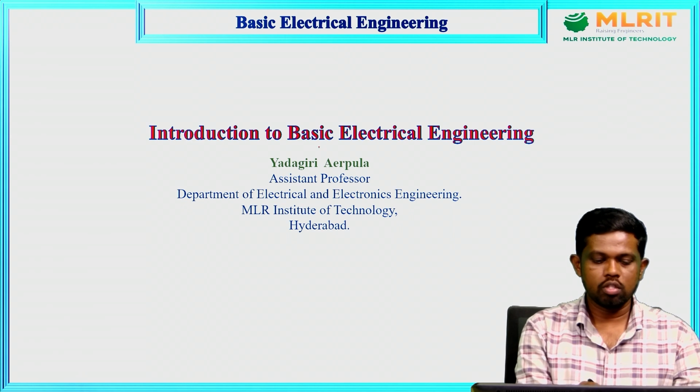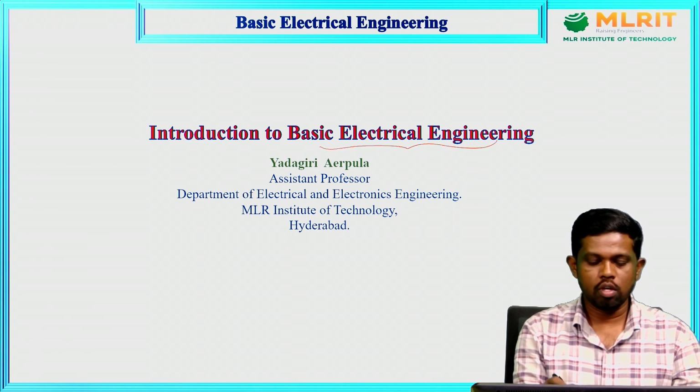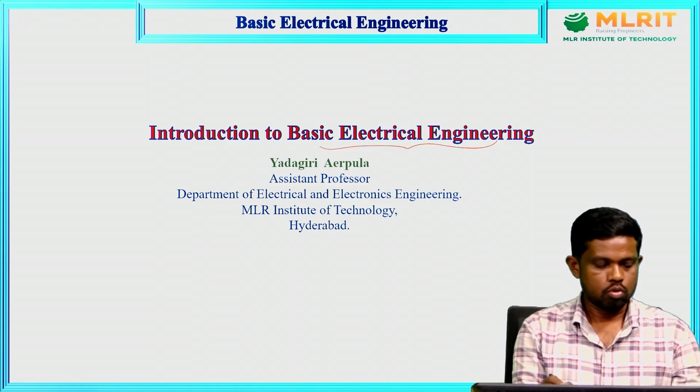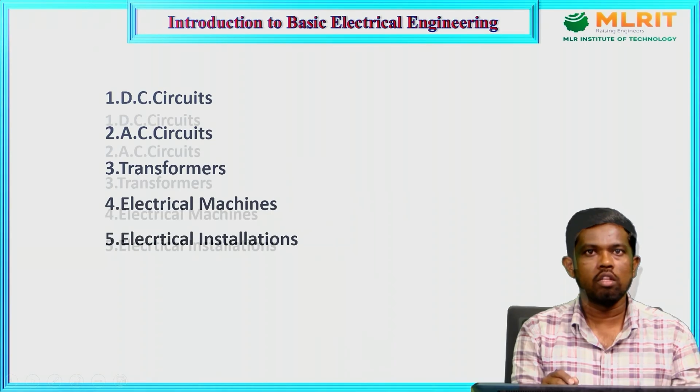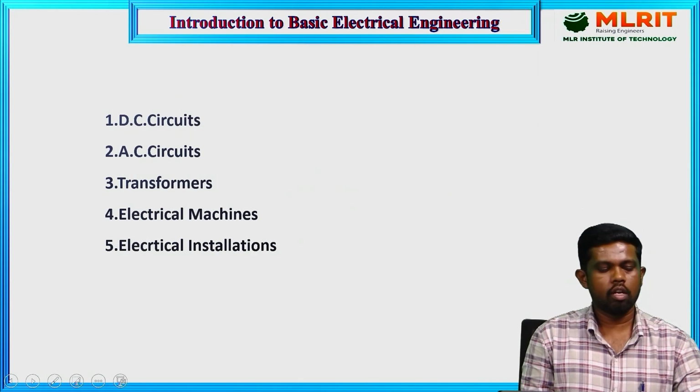So this course is offered for the computer science students and also the allied branches of computer science engineering. In this course there are 5 modules: DC circuits, AC circuits and transformers, electrical machines, and also electrical installations. So we can consider these 5 modules as 5 units.